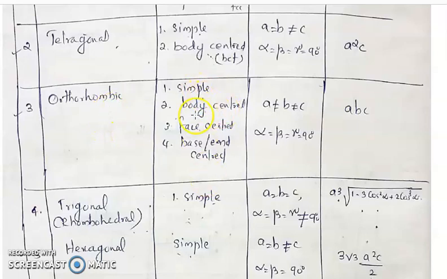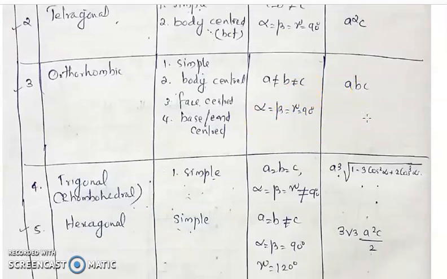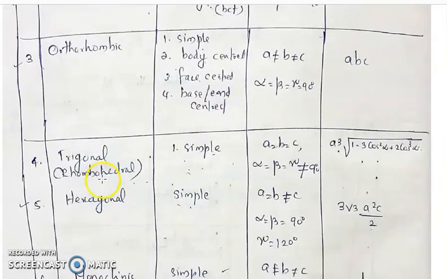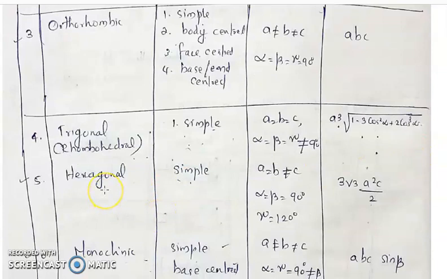The third type is orthorhombic, in which 4 possibilities are there: simple orthorhombic, body-centered, face-centered and base-centered, in which A is not equal to B, not equal to C, alpha equal to beta equal to gamma equal to 90 degrees, and the volume of this unit cell is ABC. Then the fourth type is trigonal, in which only one possibility is there, the simple trigonal, in which A is equal to B equal to C, and alpha equal to beta equal to gamma, which is not equal to 90 degrees. The volume is a complex one, that is A cube into the root of 1 minus 3 cos square alpha plus 2 cos cube alpha. Then the fifth type is the hexagonal type.